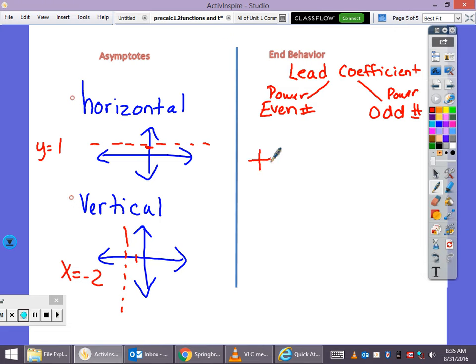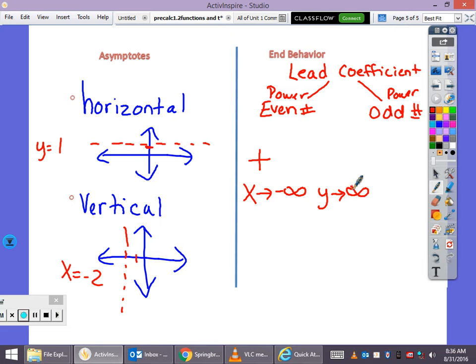If the lead coefficient is a positive number, then as x heads towards negative infinity, y will head towards, who wants to take a guess? Infinity. Because what happens when I take -2 and I square it? It becomes positive. If the exponent's even, it'll be positive. If it's odd, it'll be negative. That's why this works.